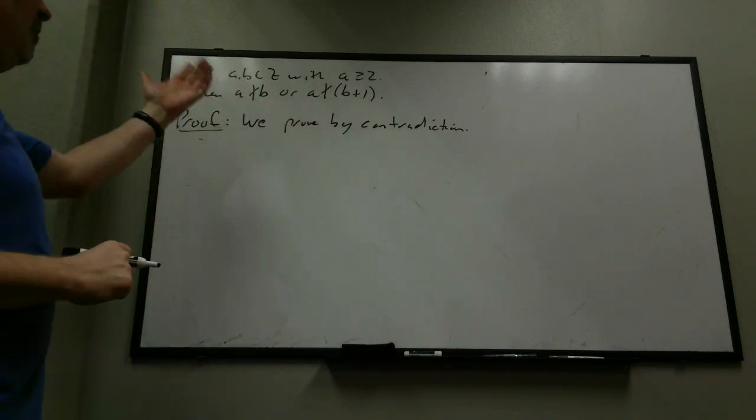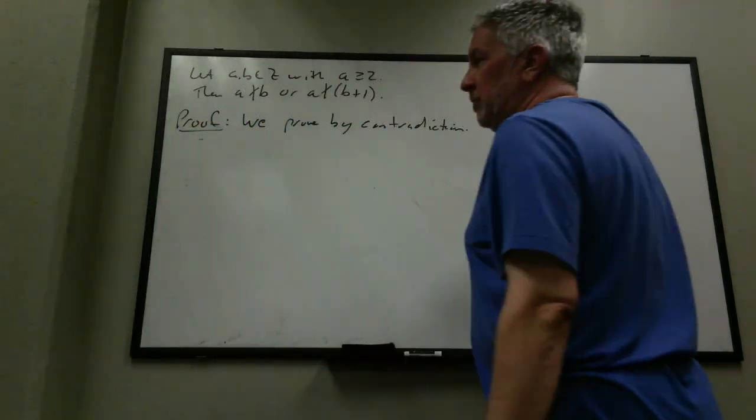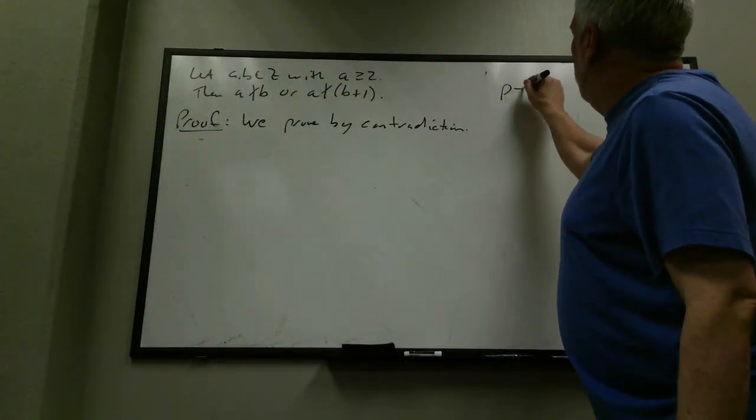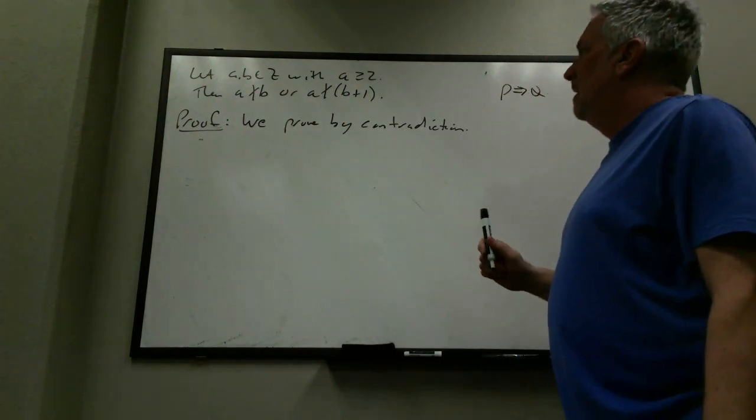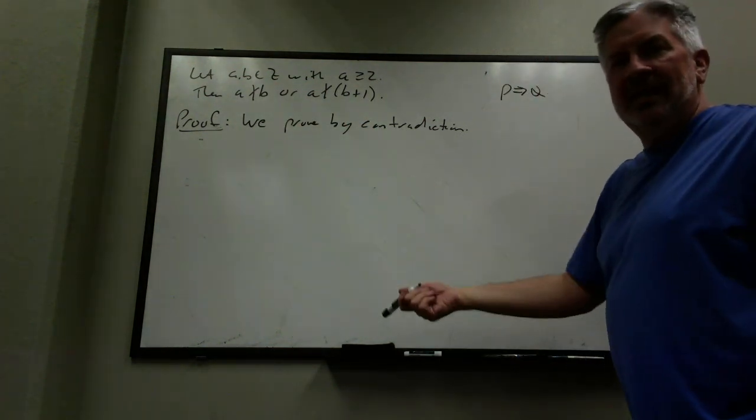Right? How do we do a proof by contradiction? Okay, so what do we assume here? Remember, if you have P implies Q, think of this as if P then Q. To prove by contradiction, you assume the negation.